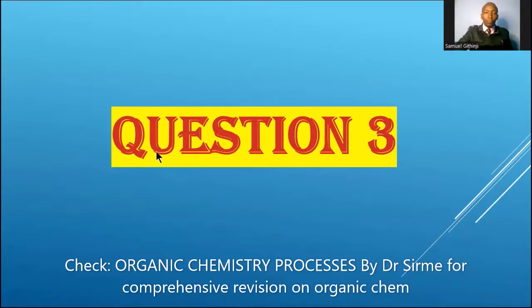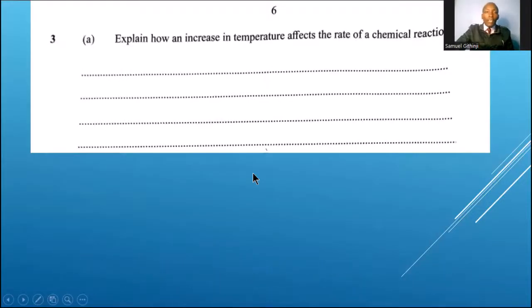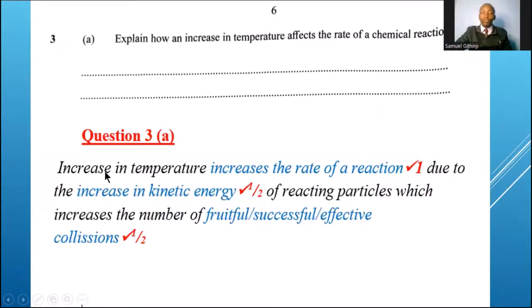Question number 3. Explain how increase in temperature affects the rate of a chemical reaction. Anytime this question is mentioned, talk about collision theory. You cannot explain how such a factor affects the rate of a chemical reaction without considering the collision theory. But the first mark is free, my student. What you need to do is state how increase in temperature affects the rate of a chemical reaction. From there, the rest you can try to score.